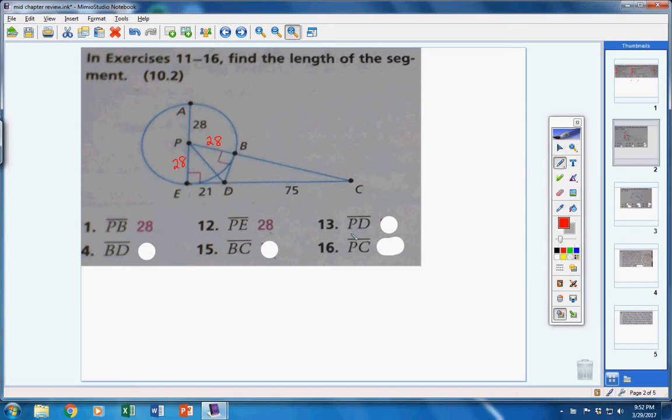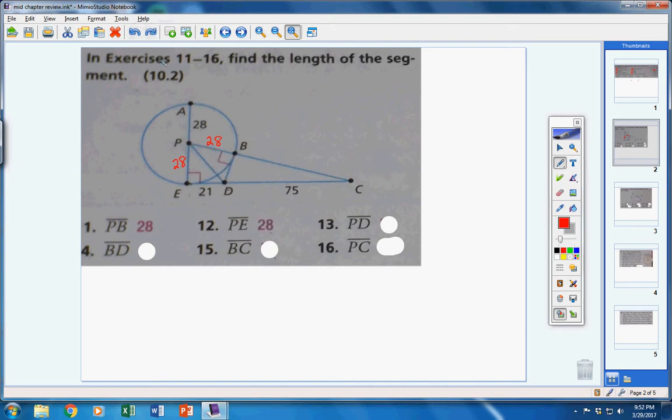13, PD. Now here's where it starts to become a challenge, okay? Please watch. Are you ready? We're trying to find the length of this segment here. Now I have a right triangle right here. Does everybody see that right triangle? However, that right triangle is not going to be helpful because I only know one length. So I can't use Pythagorean Theorem. And also, if I knew an angle, I could use my sine, cosine, or tangent. But I don't know that either.